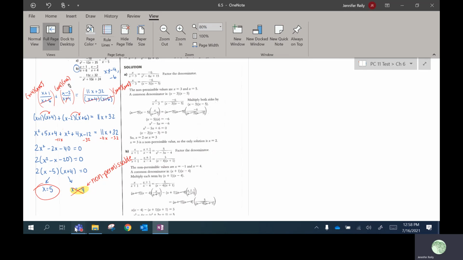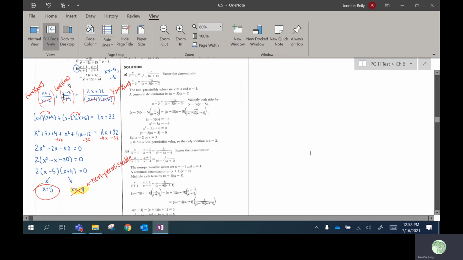Okay, so that's the basic idea. Always start by factoring, then multiply by any factors you see in the denominators to cancel them out, and then solve the equation like you normally would.